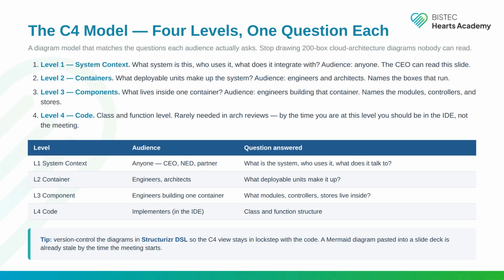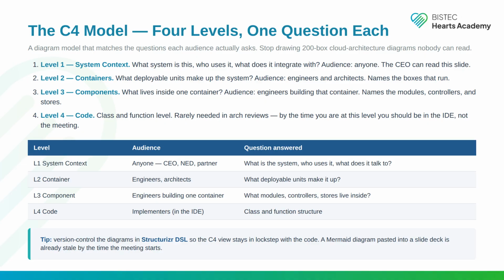Level 4. Code. Class and function level. Rarely needed in arch reviews. By the time you are at this level, you should be in the IDE, not the meeting. If your architecture review is debating class hierarchies, the meeting has gone off the rails.